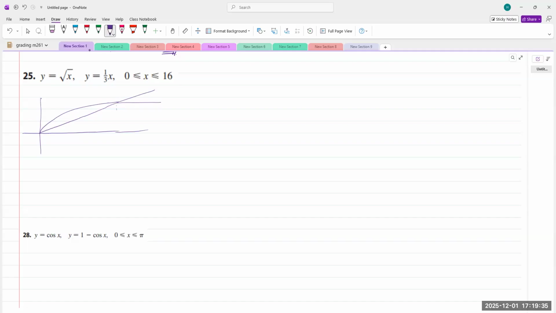I don't know where they intersect though. Let me write it properly first. y equals 1/3 x, and this is y equals square root of x. Where do they intersect? So y equals square root of x, which is 1/3 of x. If I square both sides, I get x equals 1/9 x squared. So 9x equals x squared. When we solve that, you will get x equals 0 and x equals 9. So they intersect at 9 here.